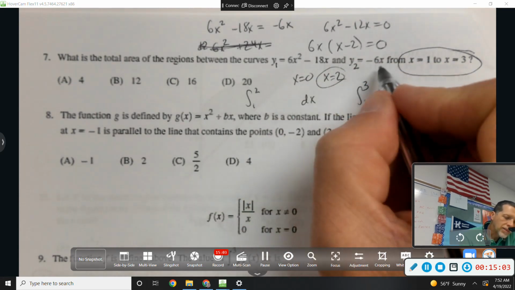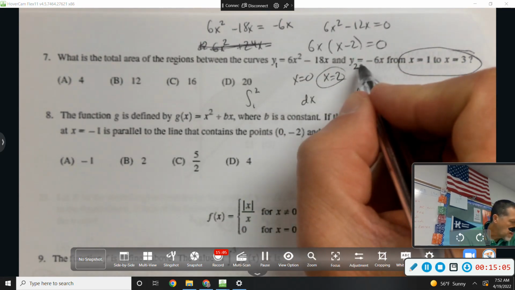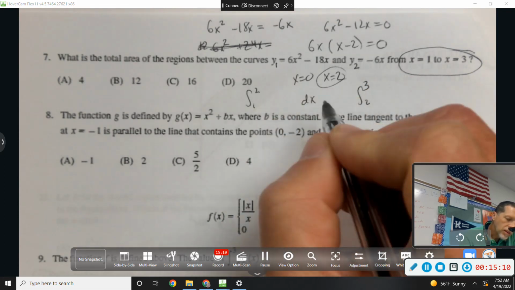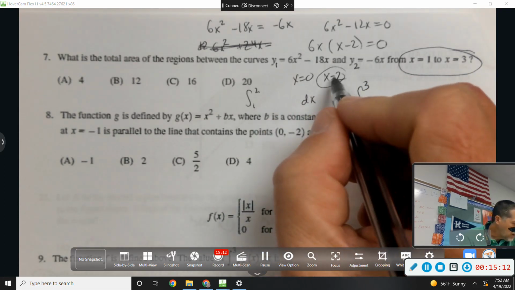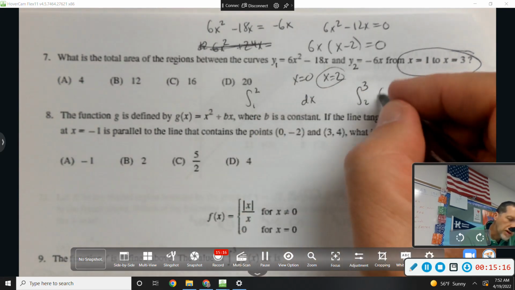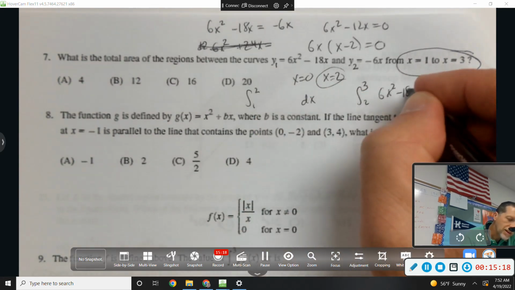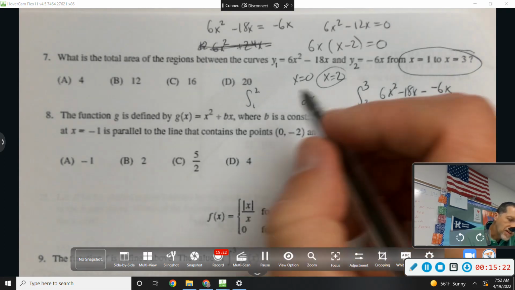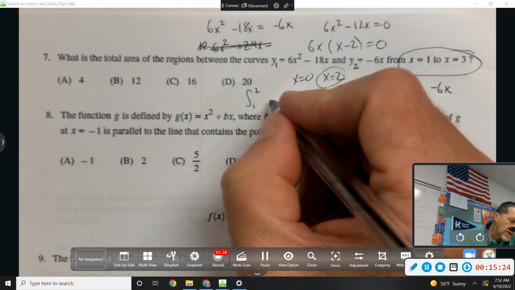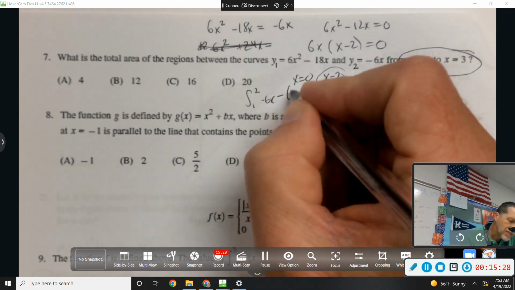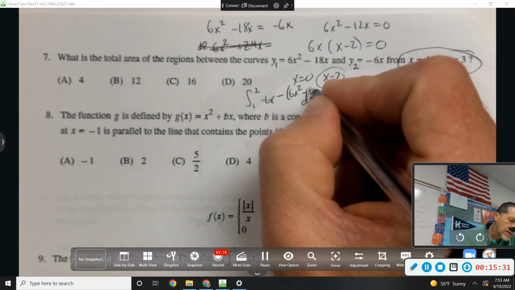Let's see, which one was it? Let's see, I think from 2 to 3, the x squared one would be bigger. So 6x squared minus 18x minus negative 6x. But from 1 to 2, it's the other way around. Negative 6x minus 6x squared minus 18x.